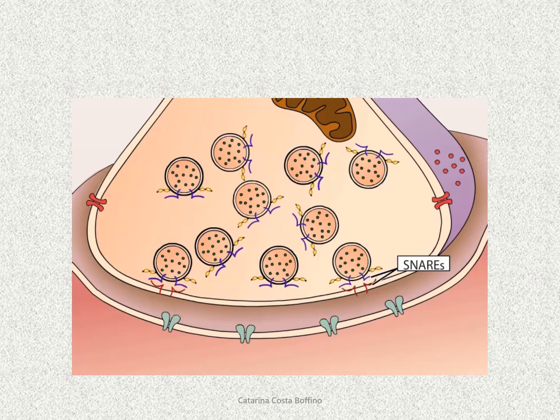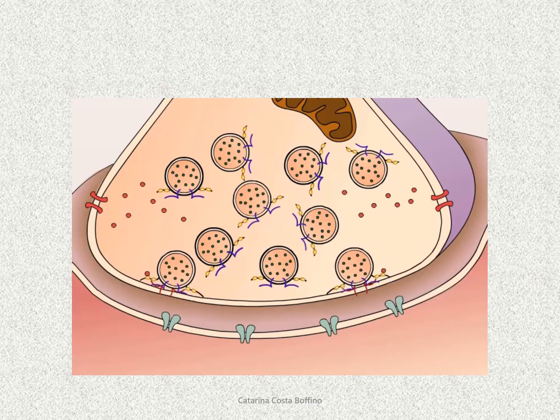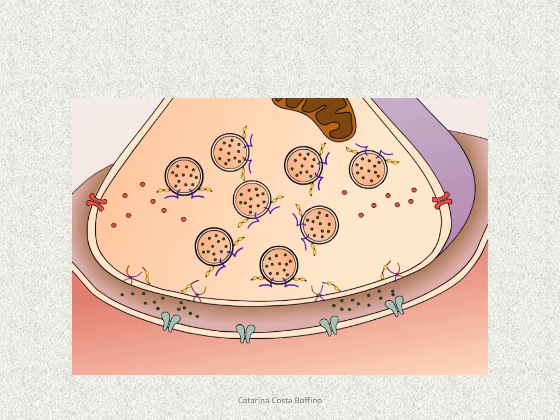vesicle and presynaptic membrane. When the axon terminal is depolarized, voltage-gated calcium channels open, and calcium ions rush into the axon terminal. Some of the calcium ions bind to a protein on the synaptic vesicle membrane called synaptotagmin. When calcium binds to synaptotagmin on the synaptic vesicles nearest the active zone, the vesicles are drawn even closer to the presynaptic membrane. The vesicles fuse with the axon terminal membrane and release their transmitter cargo into the synaptic cleft.